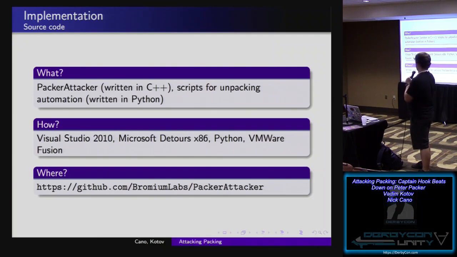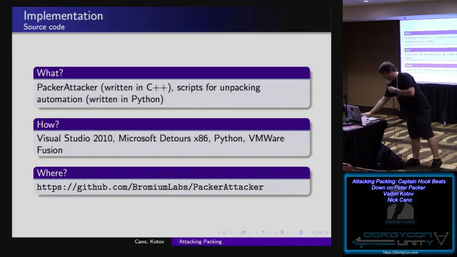Microsoft Detours only works in 32-bit, because you need to pay $10,000 to get 64-bit Detours, or write your own hooking engine, or use Madshi, which is still like $1,000. So 32-bit only. And we use VMware Fusion for our testing. We have a GitHub repo right there.